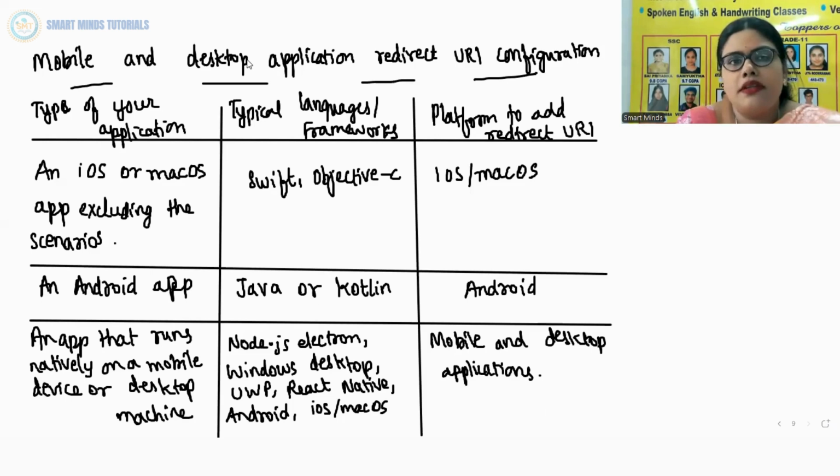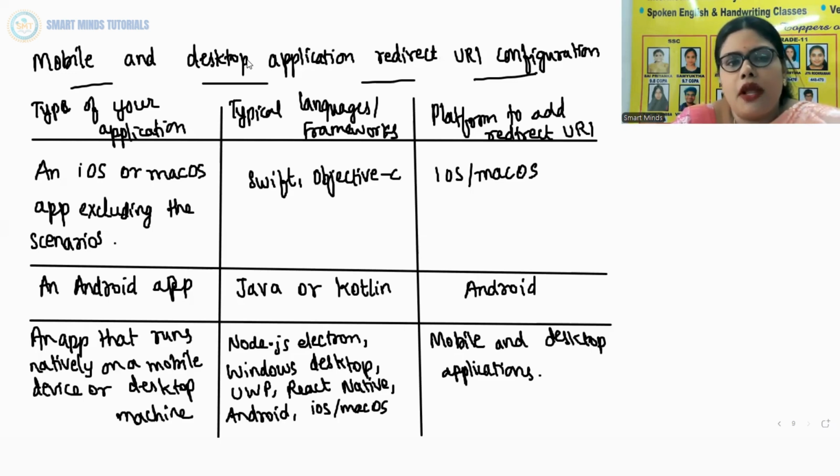So now you can see these are mobile and desktop application redirect URI configurations. If the type of your application is an iOS or macOS app, excluding certain scenarios, then the typical languages will be Swift, Objective-C. And the platform to add the redirect URI in your app registration is iOS or macOS. And if the type of your application is an Android app, then the language or framework used is Java or Kotlin, and the platform used is Android.